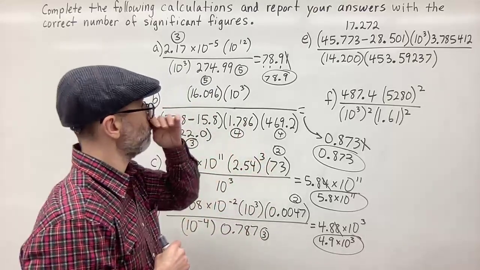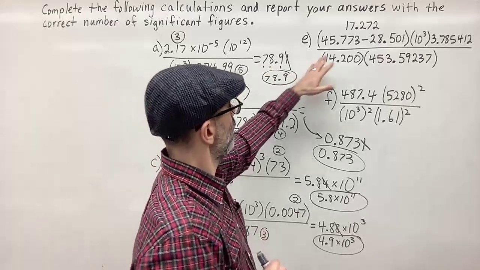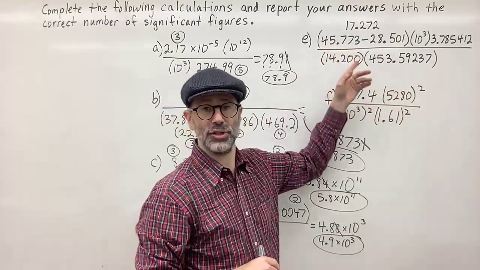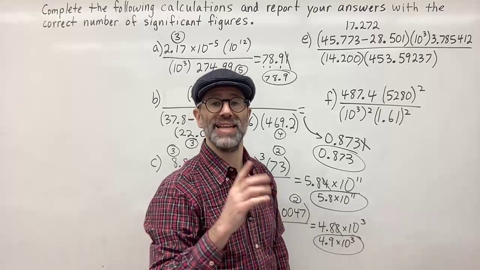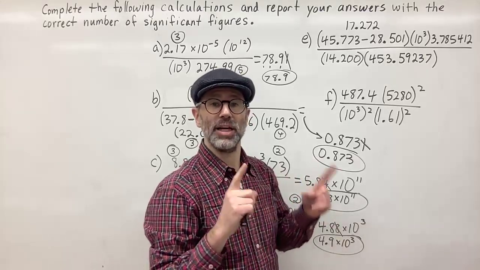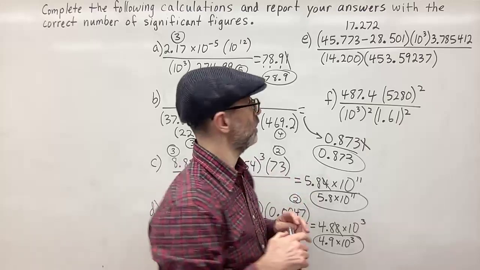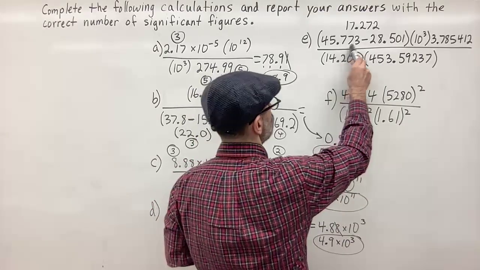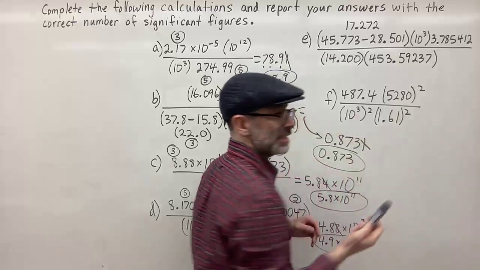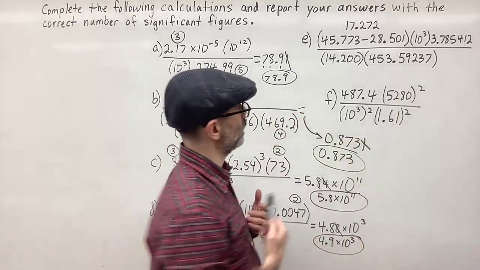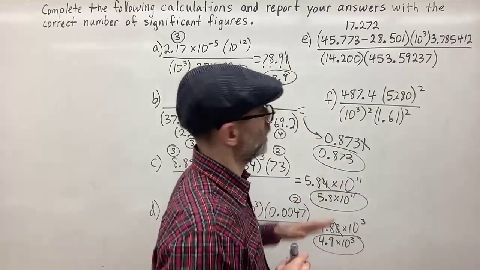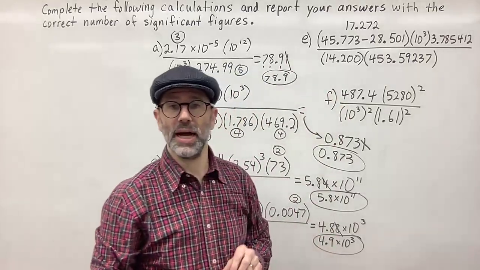Let's see. Remember, when you're adding and subtracting, the rule is that your answer should have the same number of decimal places as the least number of decimal places in the numbers you are adding and subtracting. So here I have 1, 2, 3 decimal places, 1, 2, 3 decimal places. The least number is 3, so my number should have 3 decimal places. 1, 2, 3. It does. So I'm going to keep all of the digits and continue with the calculation.